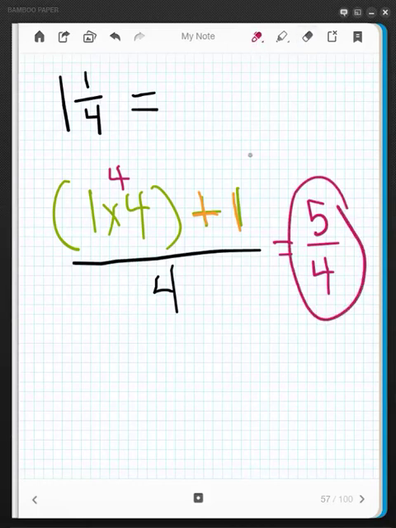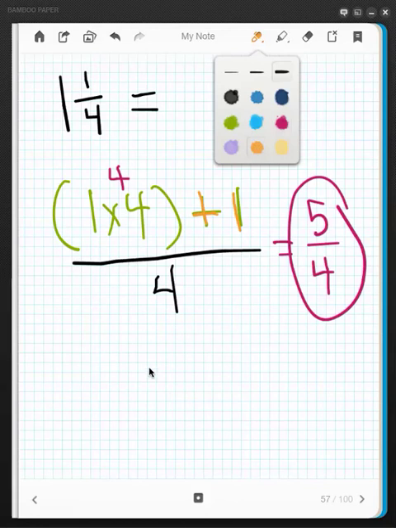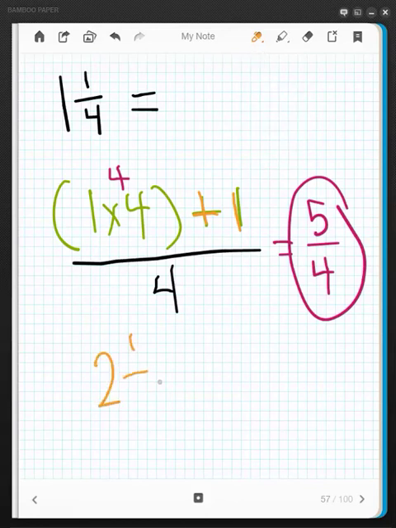You might want to try taking our mixed number that we just came up with before, 2 1/3, back to its 7/3. All right, that ends it.